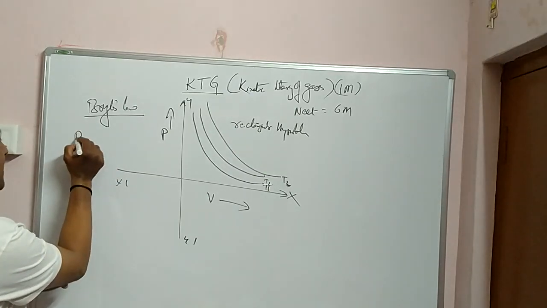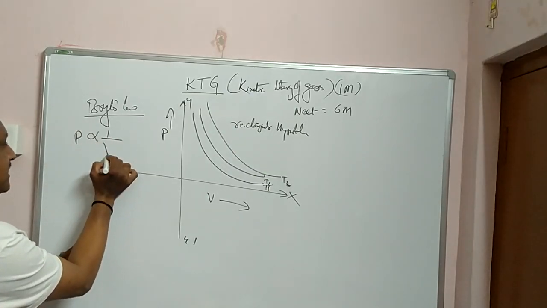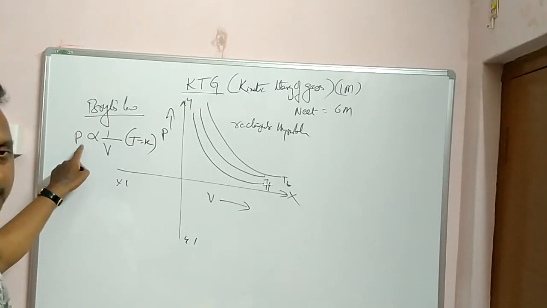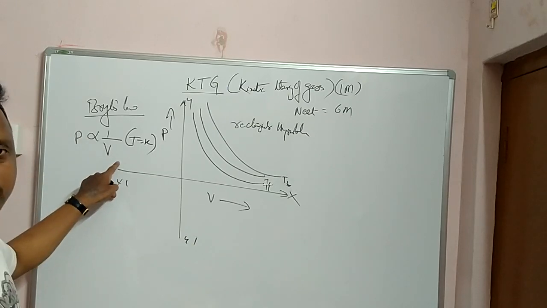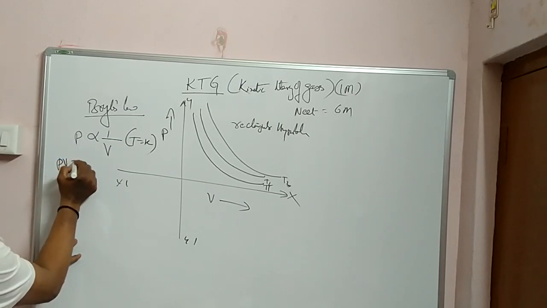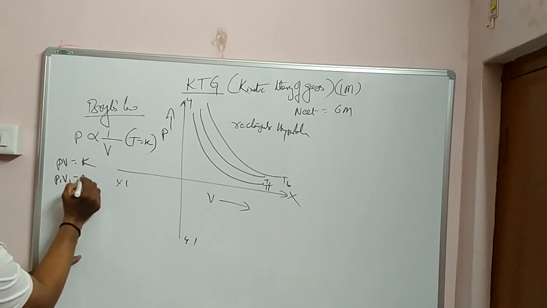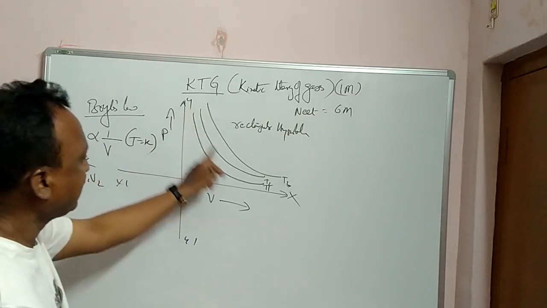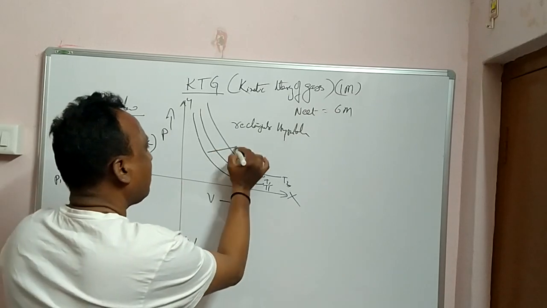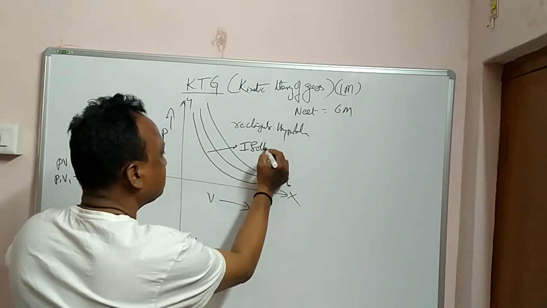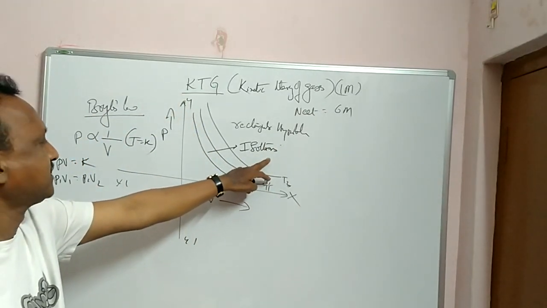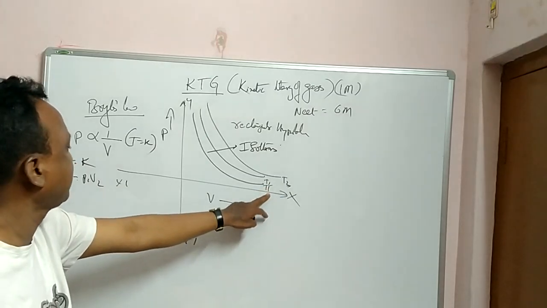So what is Boyle's law actually? The pressure of a given mass of gas is inversely proportional to its volume, keeping temperature constant. In other words, PV is equal to constant, or P1 V1 is equal to P2 V2. You can see this is the graph for T1, T2 and T3. These lines, rectangular hyperbolas, are called isotherms, for different temperatures T1, T2 and T3.